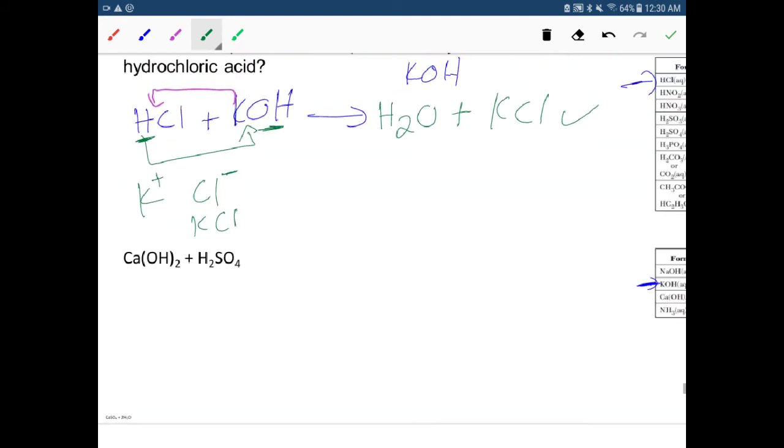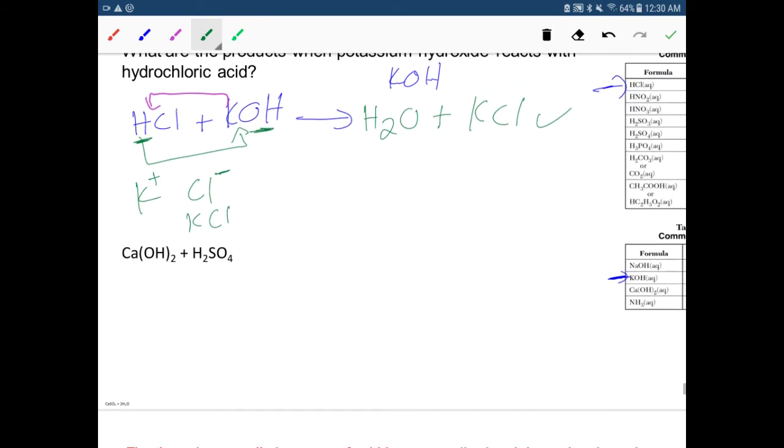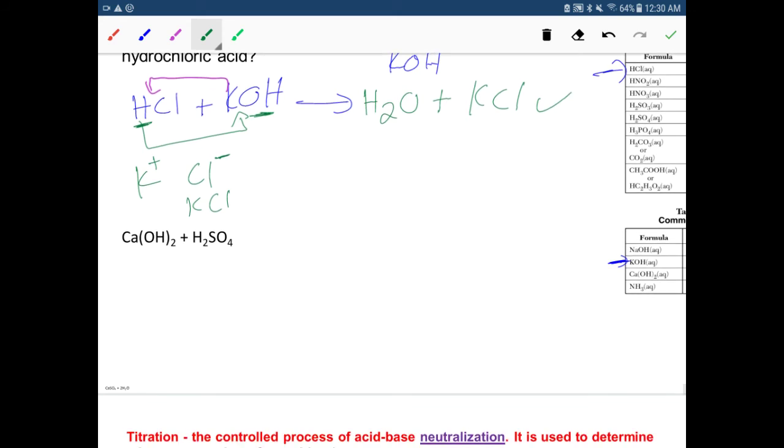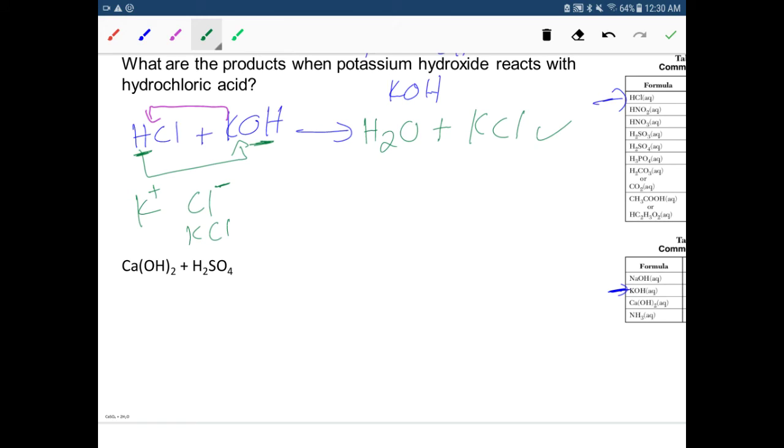Last one, okay, before moving to titration, is Ca(OH)2 plus H2SO4. You should try to do this on your own, and pause the video and then come back for it. See how I'm gonna do it.